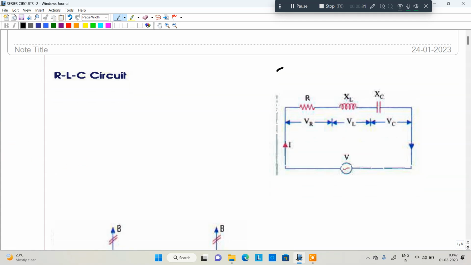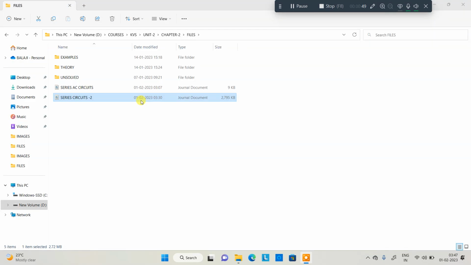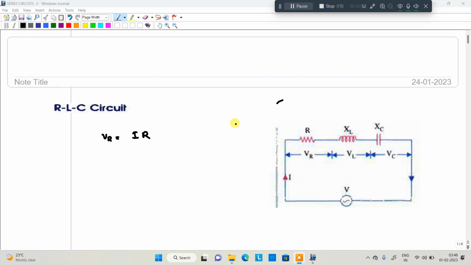In a series RLC circuit, the resistor, inductor and capacitor are connected in series. All are connected in series, so the current I is the same. The voltage drop across the resistor is IR. You know that for a resistor, voltage and current are in phase. That is the first case you need to remember.